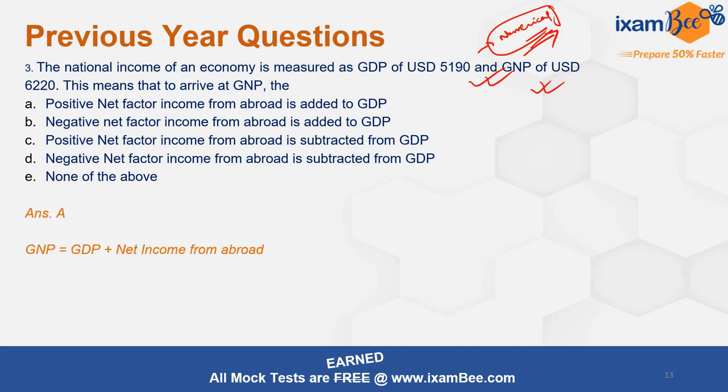So here the right answer is answer A. Positive net factor income from abroad needs to be added to GDP here, right? Because GDP is 5190 and GNP is 6220. So GNP is greater, right? So we know that the net factor income from abroad has a positive value.